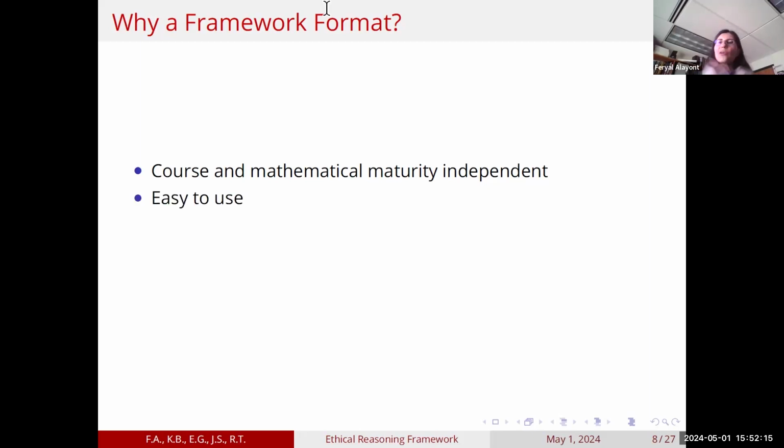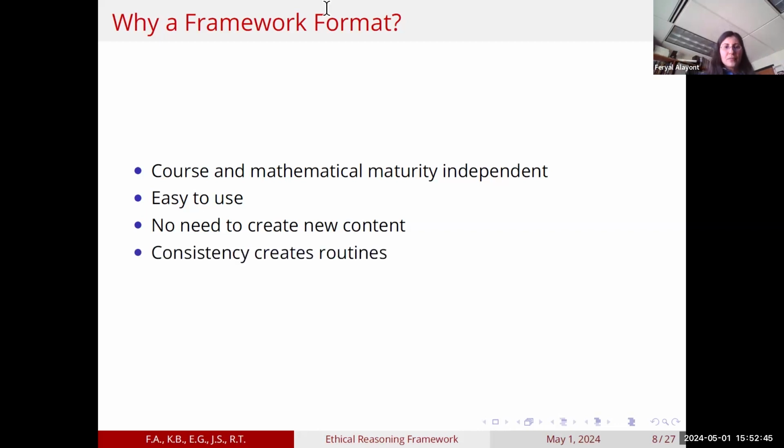And we also know that faculty are overworked and overwhelmed. We want our framework to be easy to use, and it should not require a lot of commitment from faculty members. And this also ties in with the idea that if we use a framework format that uses existing questions, we don't need to create new content. That makes life easier. And it's not just in terms of time, but also in terms of material, because, well, I'm going to run out of ideas for case studies at some point.